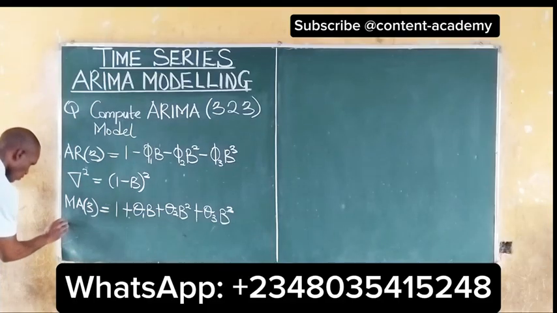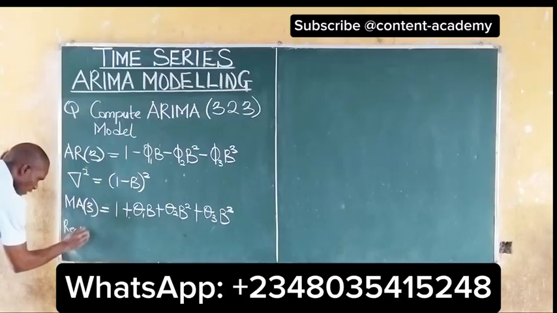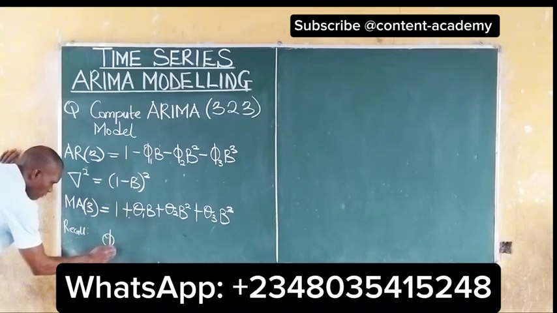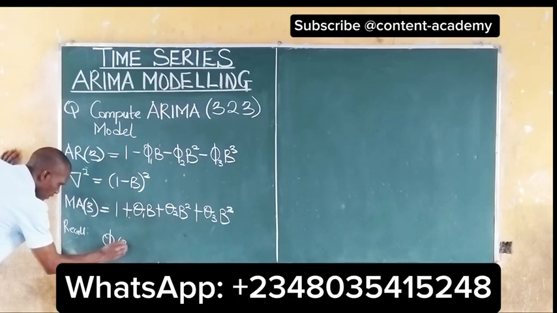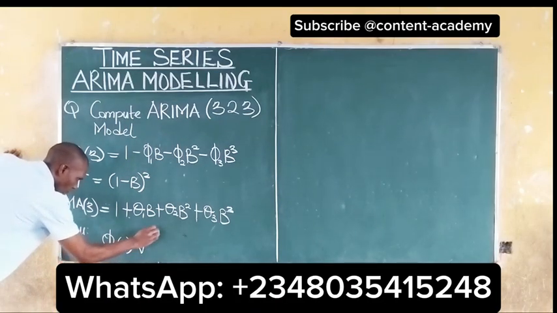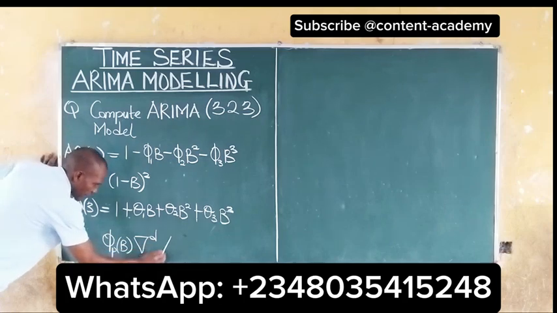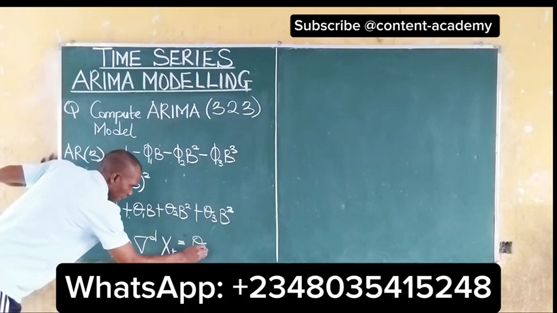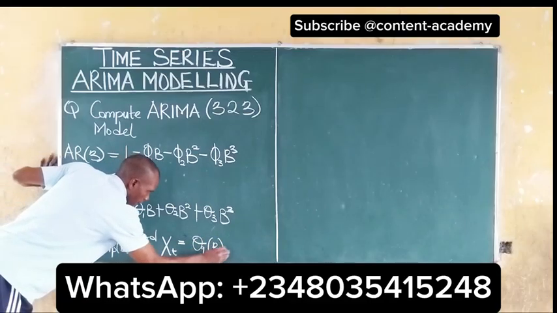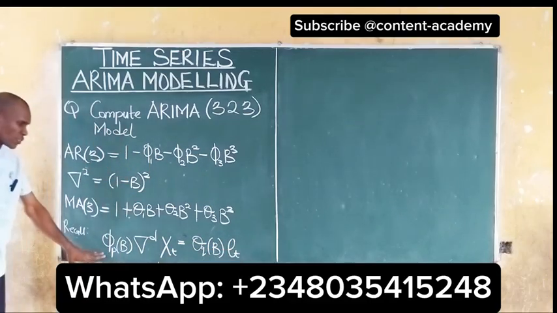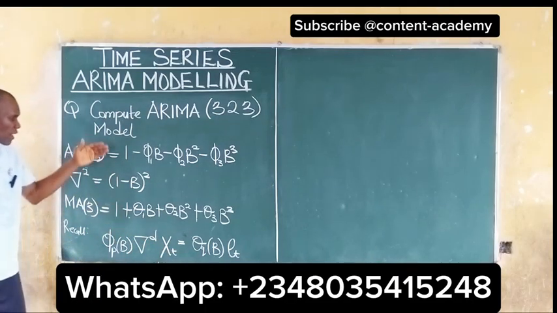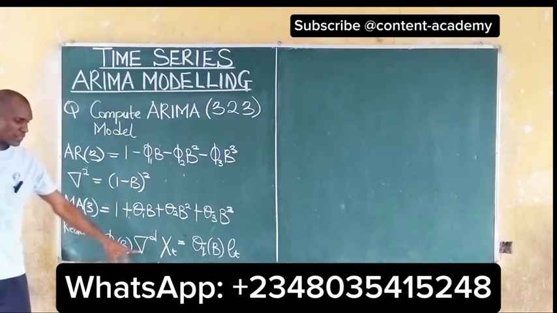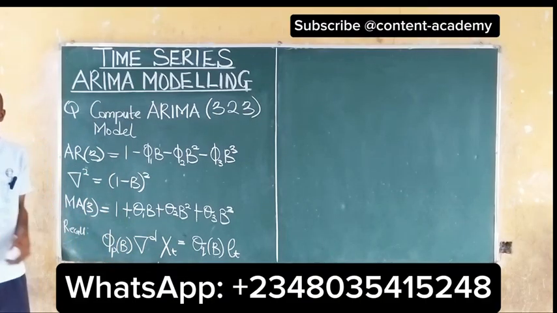Yes, you should note that our ARIMA model is phi(B) times the differencing, S_t, to be equal to theta(B) times e_t. So this is how our model is. Whatever we've gotten here, we'll now put into the way our model is. That is what we do.